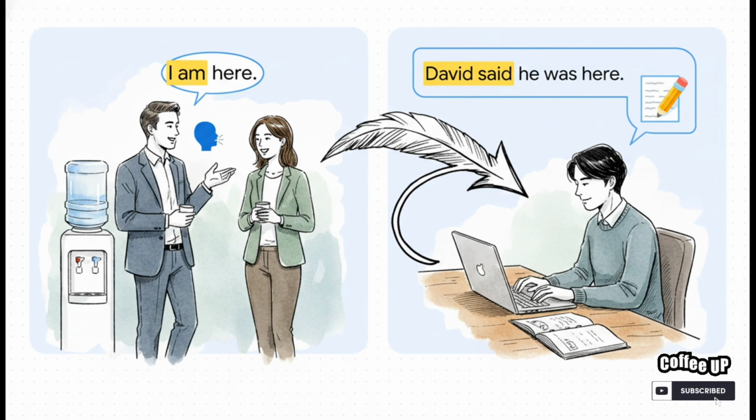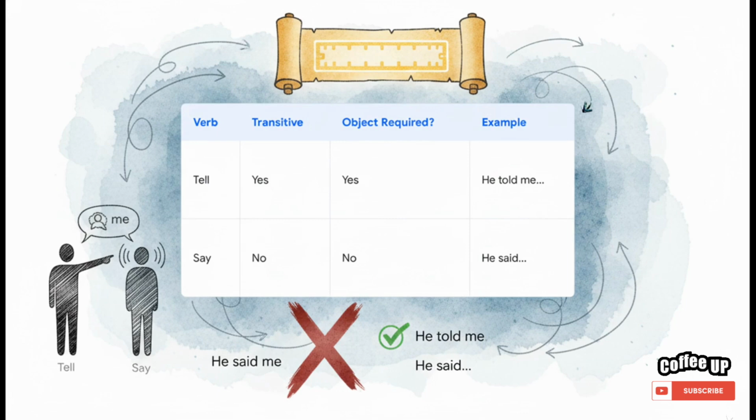Let's break those down. And that brings us to the absolute golden rule of reporting. Say versus tell. What's the actual difference? Well, tell is a transitive verb, and say is an intransitive verb. Okay, but what does that mean for your daily emails? Simply put, the crucial point is this. Tell requires a direct object. You have to tell someone. He told me that he was going to arrive early.